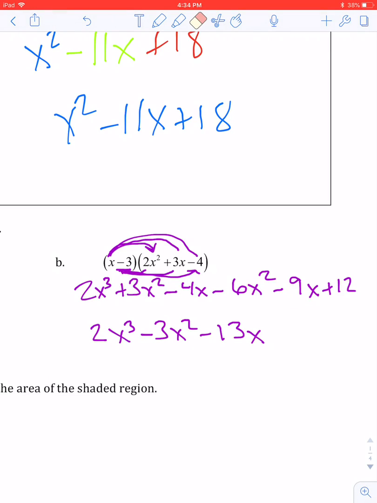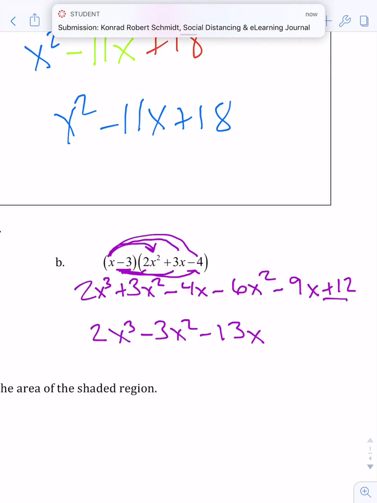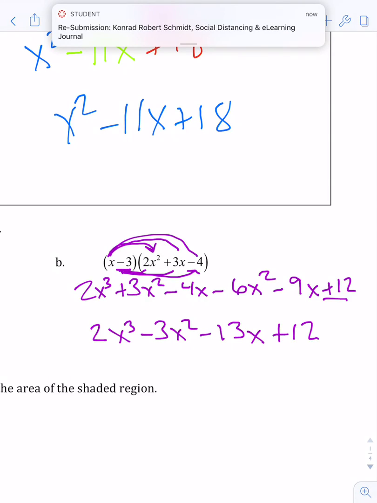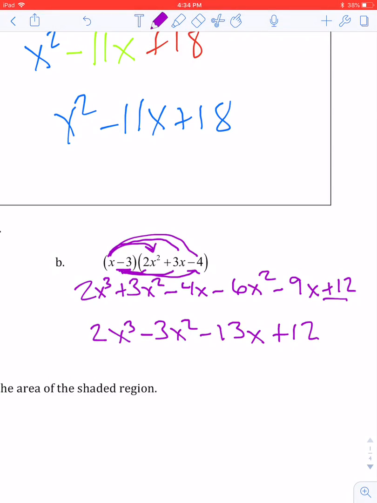And there's no other exponents to consider, but there is this leftover 12 that we can't forget about. We need to rewrite that at the bottom. So it's going to be plus 12 at the end for a final expression of 2x to the third minus 3x squared minus 13x plus 12.